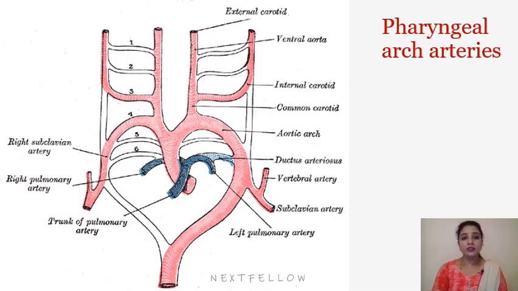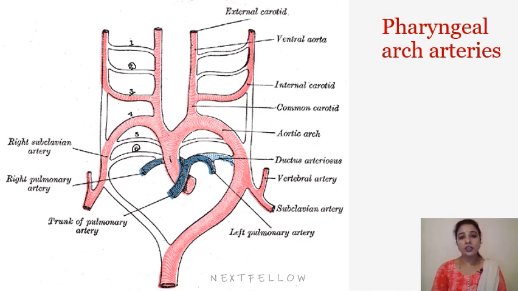So let's see each arch artery. This is the aortic arch, and here you can see the aortic sac, where it is bifurcating to form the aortic arch arteries. So this is the first one, second, third, fourth, the fifth one disappears. This is the sixth aortic arch artery.